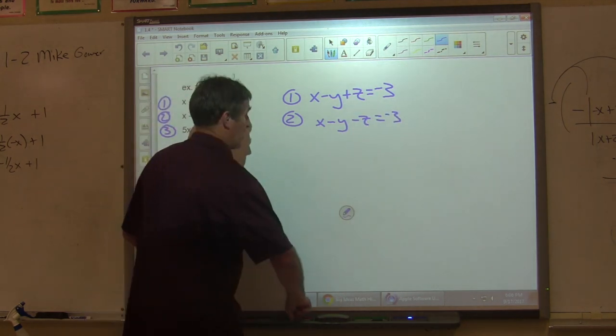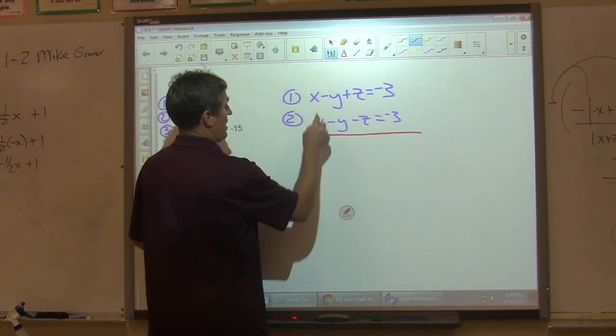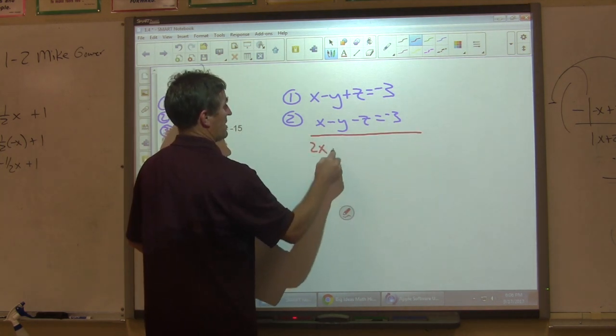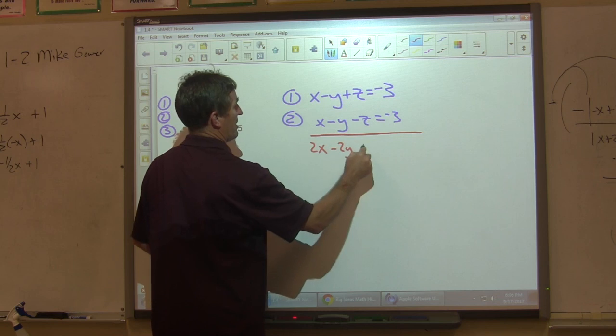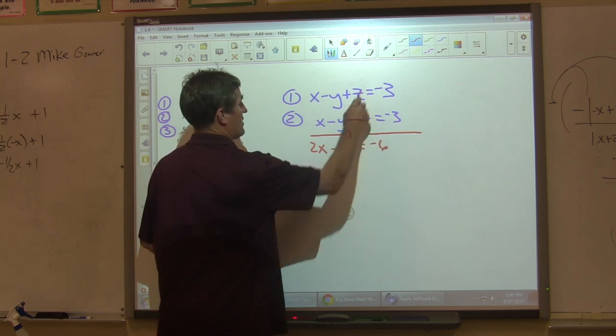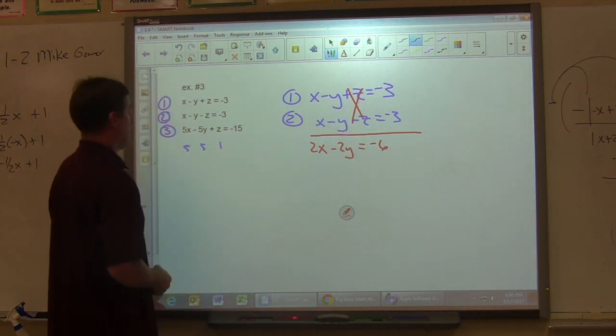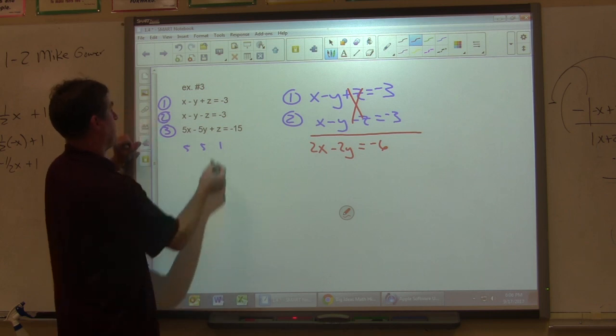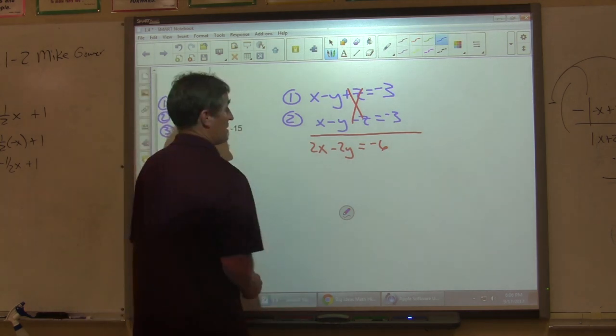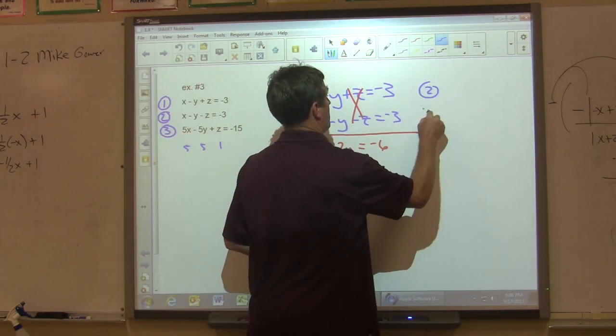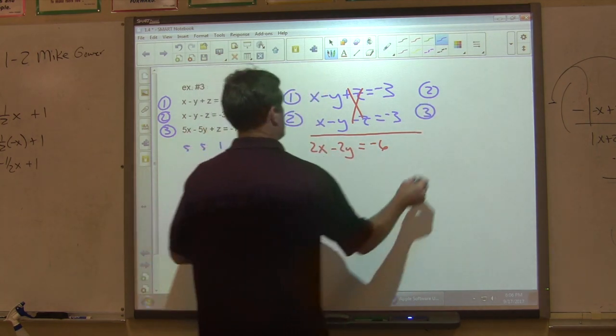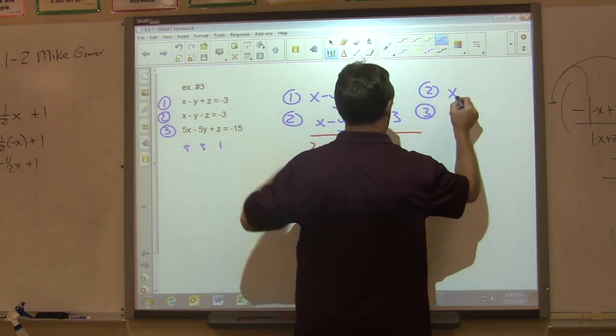So they're opposites, so we add them together. And I get 2x minus 2y equals negative 6 because the z's cancel. And now I'm going to use 2 and 3 because those are opposites. So I'm going to use 2 and 3. And again, those stay the same. Again, you can't use the same two equations.